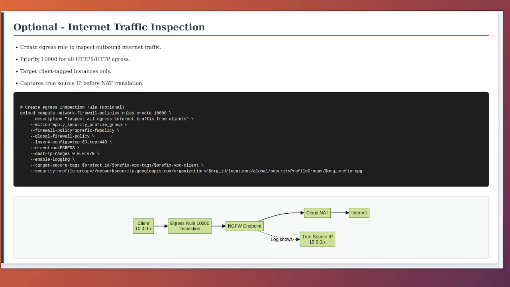Egress inspection is valuable for detecting compromised workloads attempting to communicate with command and control servers or exfiltrating data. By inspecting outbound traffic, you catch threats that originate from inside your network.